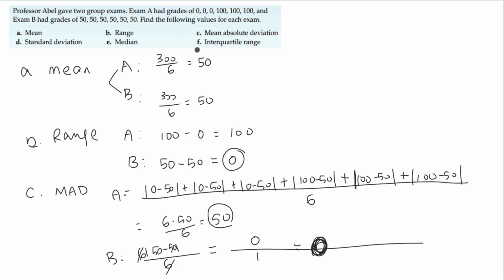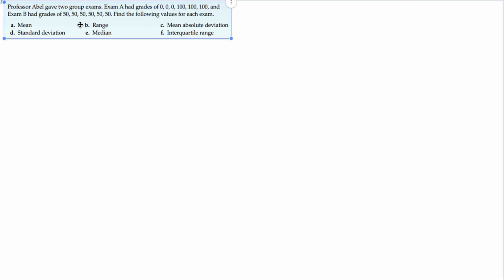Okay, how about part D? You're gonna find standard deviation. To find the standard deviation, it's a little bit lengthy. I mean, it's not hard again, but procedure-wise, it's a little bit longer. So I will show you here. We are doing part D, standard deviation. To find the standard deviation, you need to find the variance first, right? So how do we find the variance?